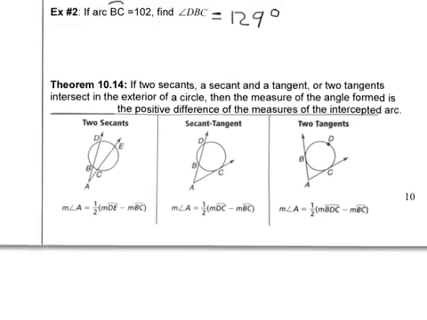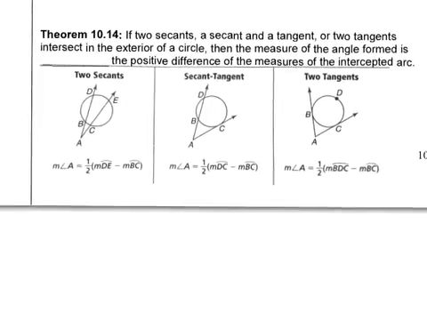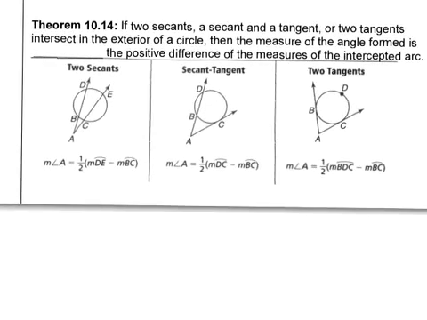Okay, this is Theorem 10.14, and there's actually 3 examples of when this might be used, but they all really use the same formula. So let me read the theorem. It says if 2 secants, a secant and a tangent, or 2 tangents intersect in the exterior of a circle, then the measure of the angle formed, so this angle, and this angle, is the positive difference of the measures of the intercepted arcs. Okay, positive difference.